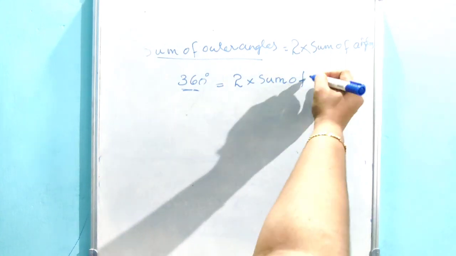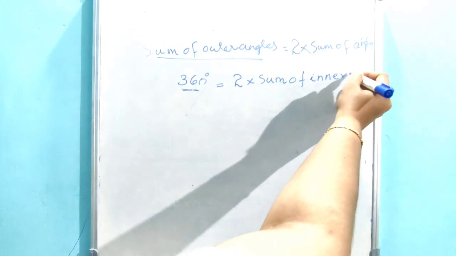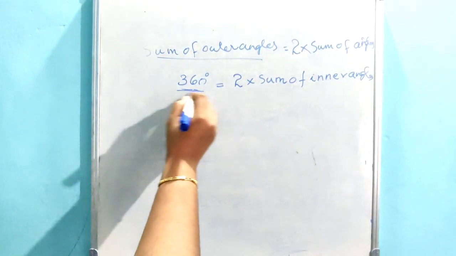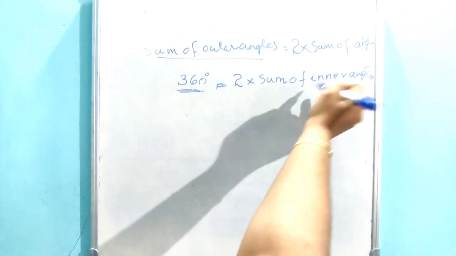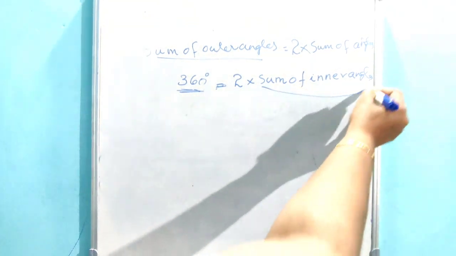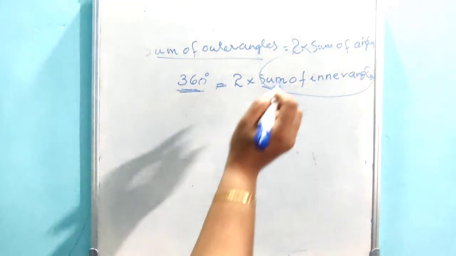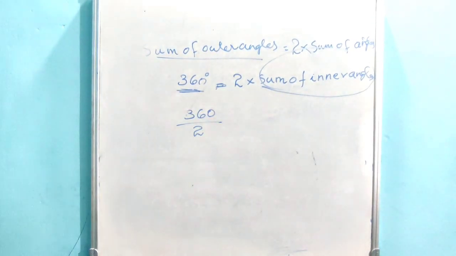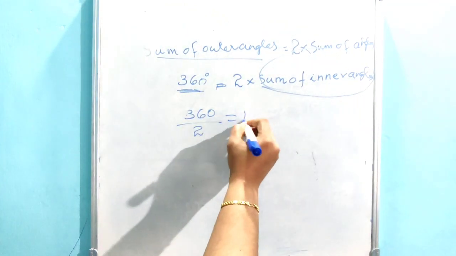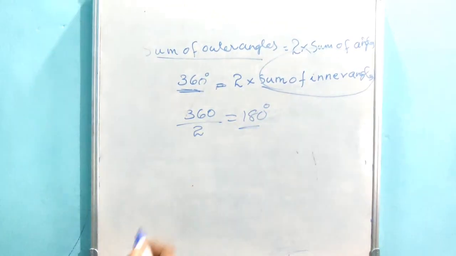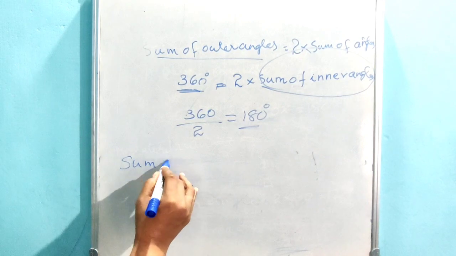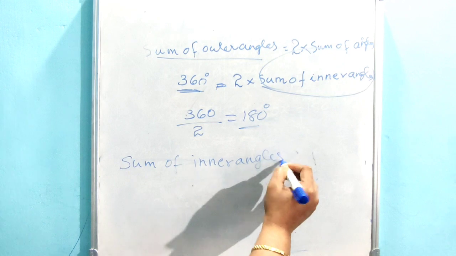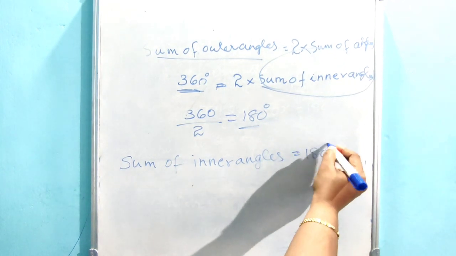That is our question. Then what will be the sum of inner angles from this equation? See, 360 is equal to 2 times the sum of inner angles. Then the sum of inner angles is equal to 360 divided by 2, that is equal to 180 degrees.